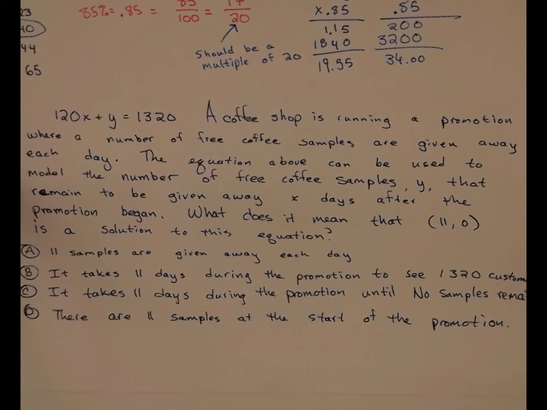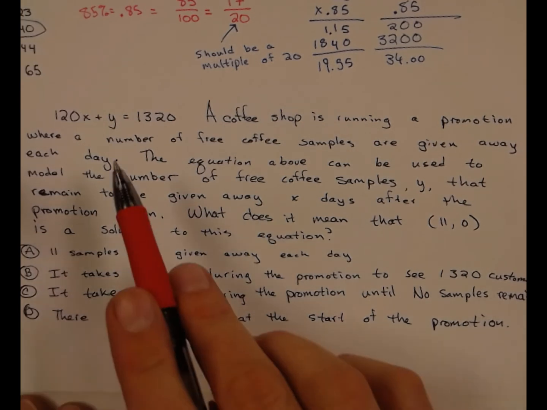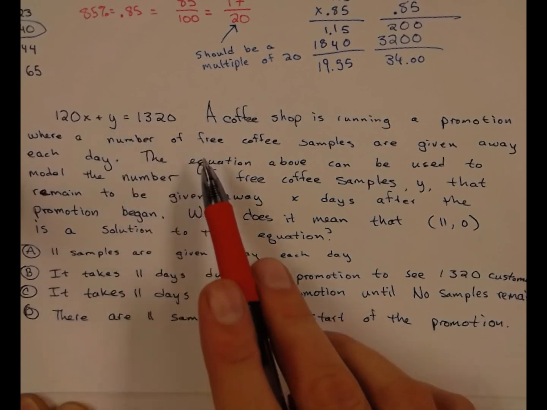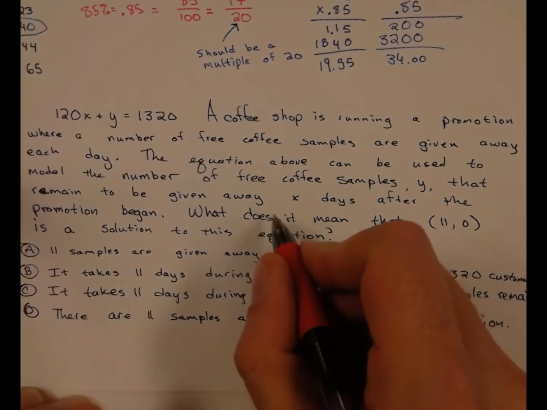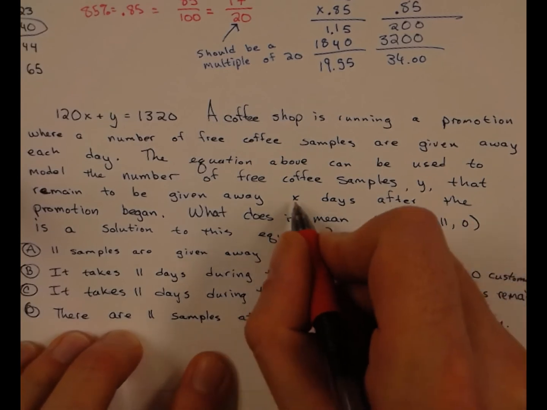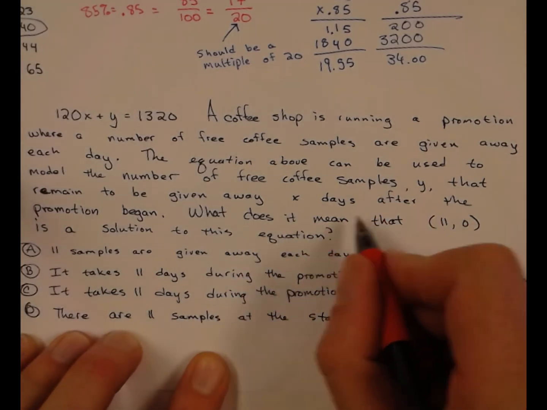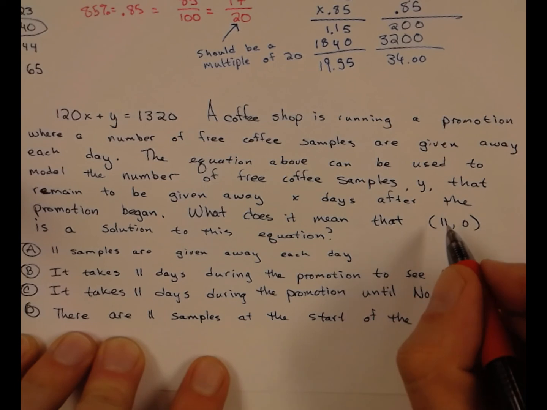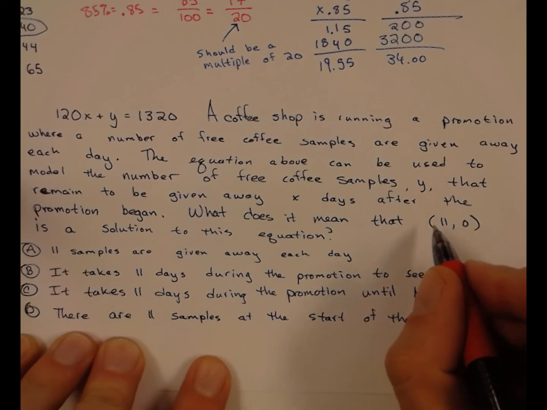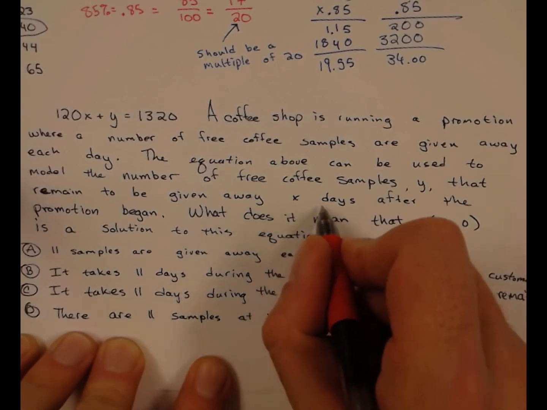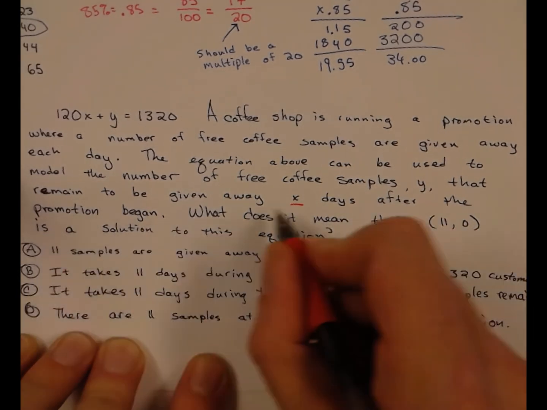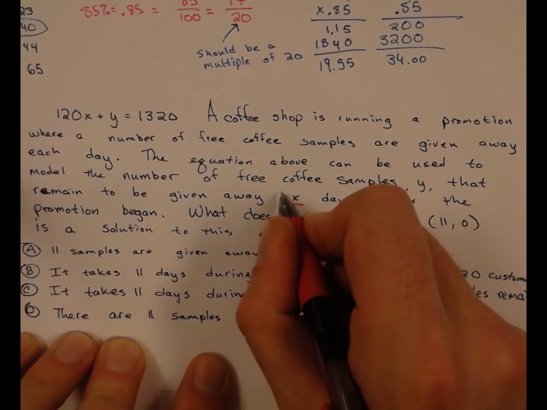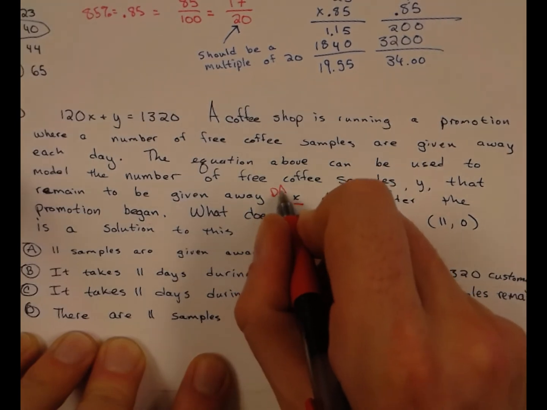Well, what they're really asking us here is, what do these variables mean? And they kind of tell us right here in the problem. X is the number of days since the promotion began. X is days after the promotion began. So X is days.